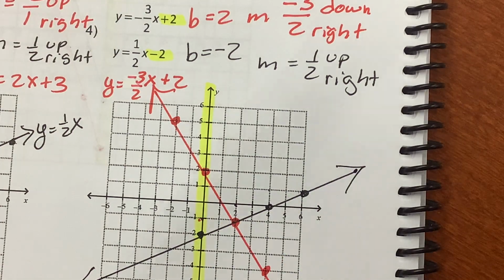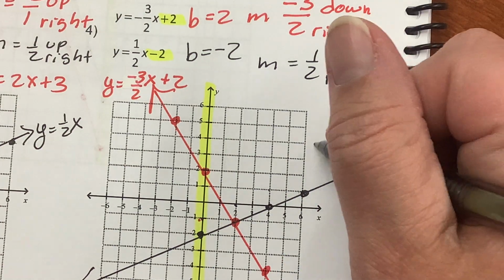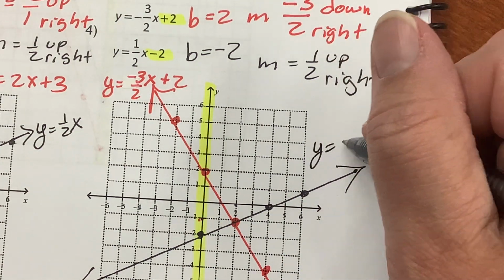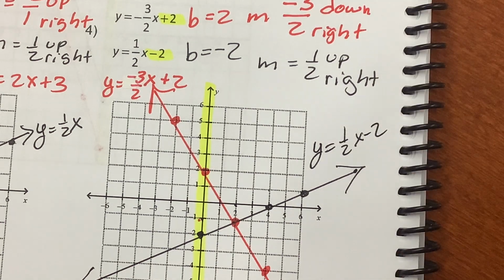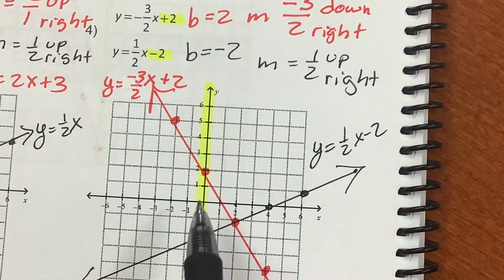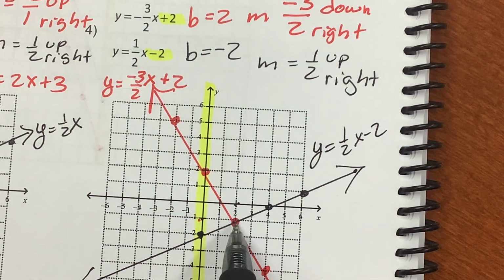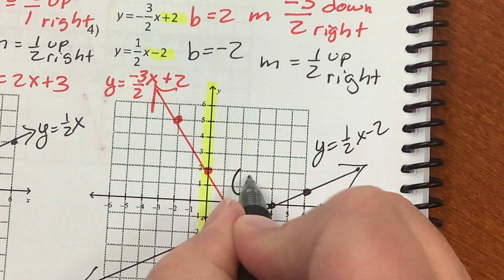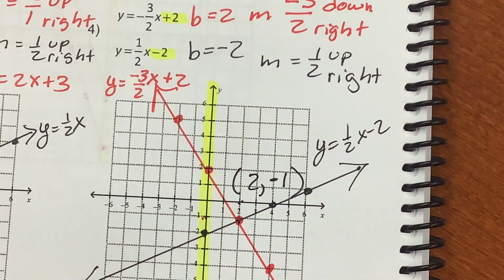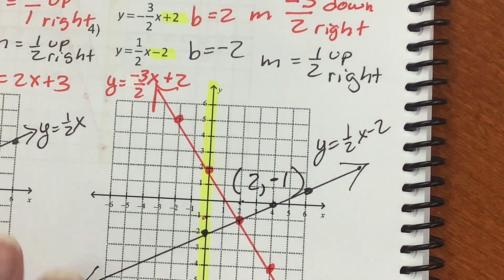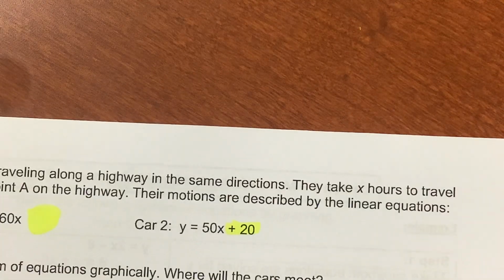Nice big arrows. And what have I got here? Y equals 1/2 x minus 2. Gotta label things. And here's where they cross: +2, -1. So, that's good. All right, got my answers, got my graphs. I can see clearly where everything is. Last problem.